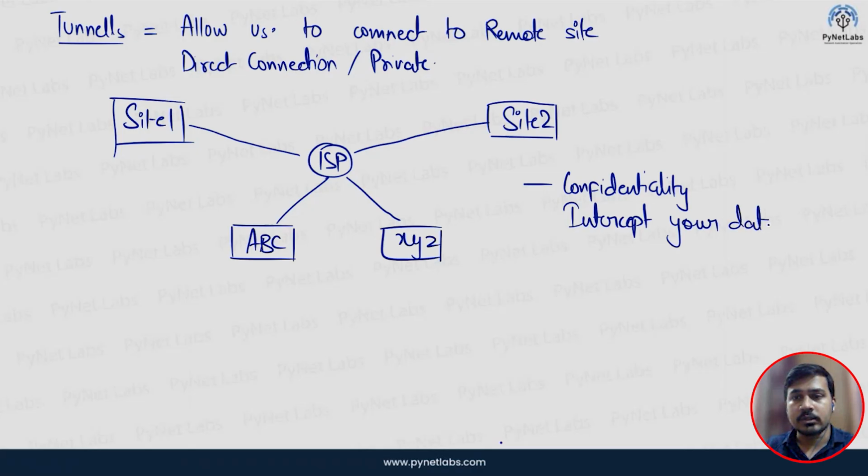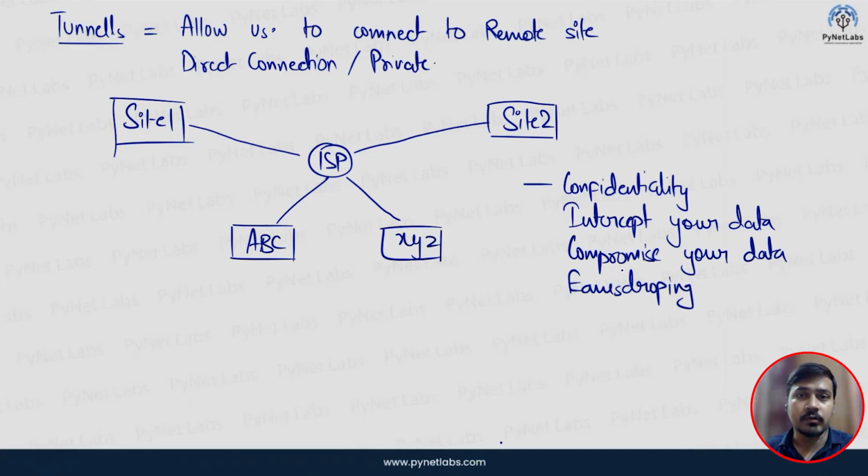So there are high chances that someone in the network might try to intercept your data. They might try to compromise your data. Or even further, they can do something known as eavesdropping. They could be listening to your data and you might not be totally aware of it. So these are some of the things that can happen when we are using a common ISP, or we can say when we are using a public network for communication.